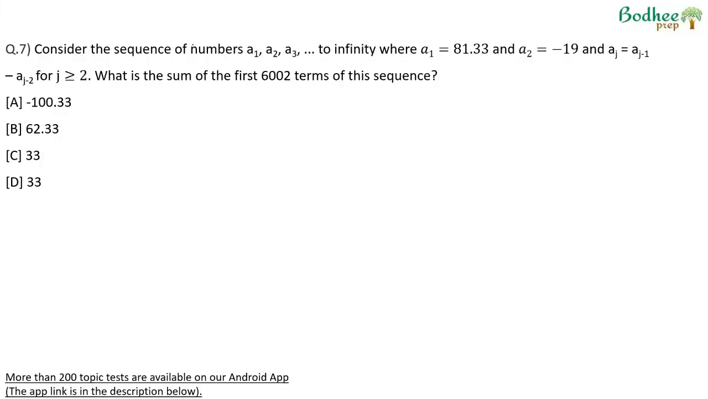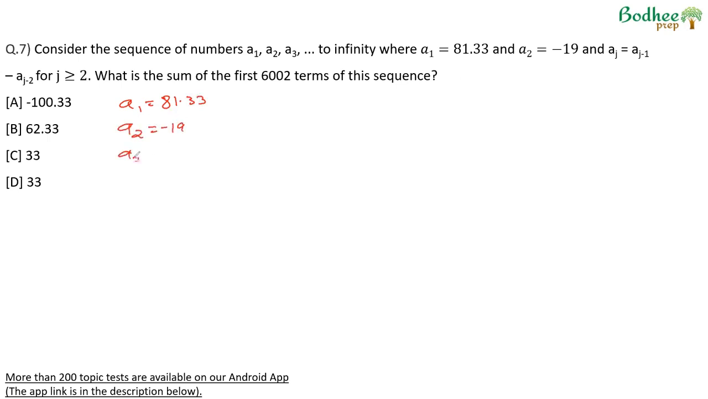Consider the sequence A1, A2, A3, such that A1 is 81.33, A2 is minus 19, and A_j is A_{j-1} minus A_{j-2}. That is, every term is the difference of the two previous terms for j greater than or equal to 2. What is the sum of the first 6002 terms? Now, A1 is 81.33, not difficult to calculate. A2 is equal to minus 19.